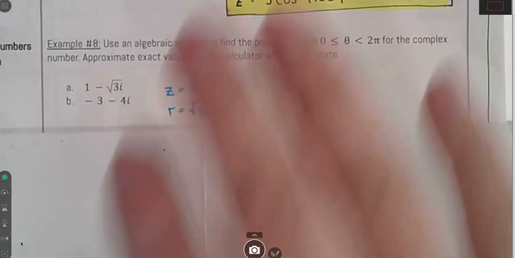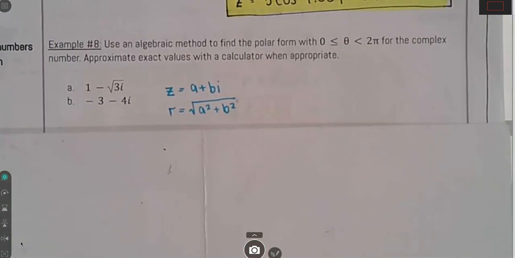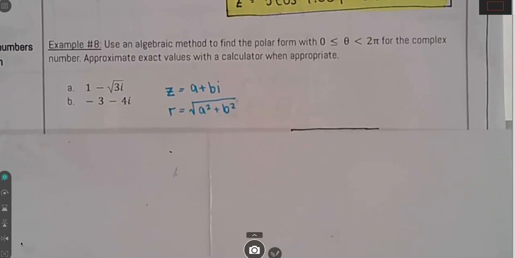We have a question from example number 8 in 6B. I'm going to go over this real quick. Please stop me if there's a particular step that is confusing or if you need more explanation. So it says, use an algebraic method to find the polar form from 0 to 2 pi, not including 2 pi, for the complex number. Approximate exact values with a calculator when appropriate.